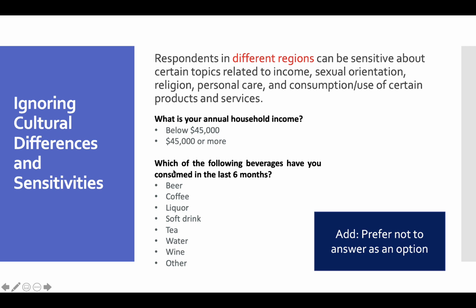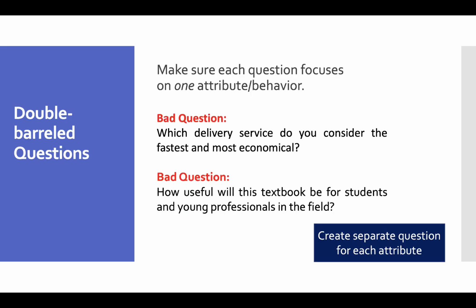Okay, so which of the following have you consumed in the last 6 months? Beer, coffee, liquor, soft drink, tea, water. It's not that these are wrong questions. You should always add a prefer not to answer option, because some of these questions are sensitive. Always, always, always add that when you're asking a sensitive question. Most people will answer one of the options, but it gives them a sense of, I'm okay, and I'm going to finish the rest of the survey.